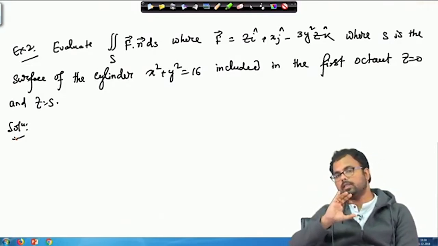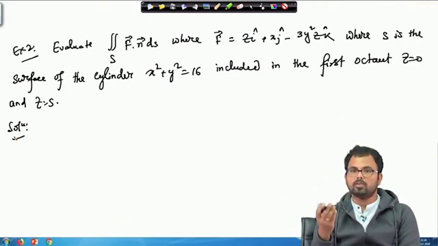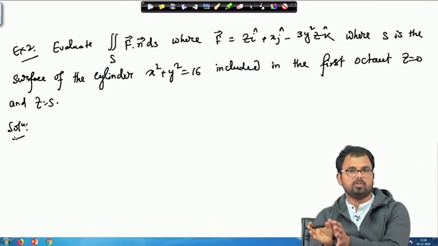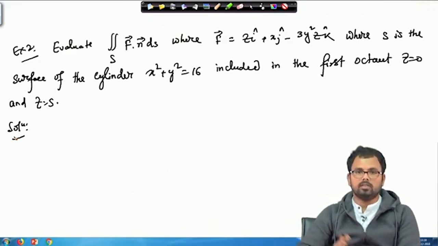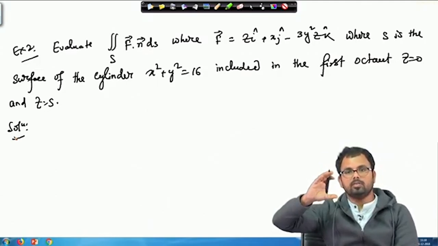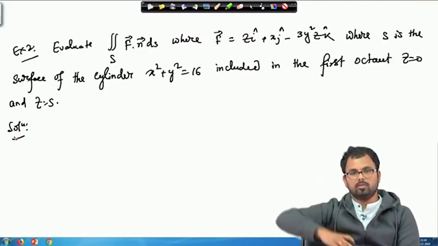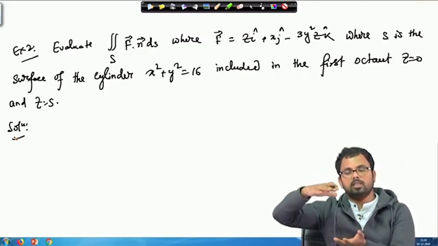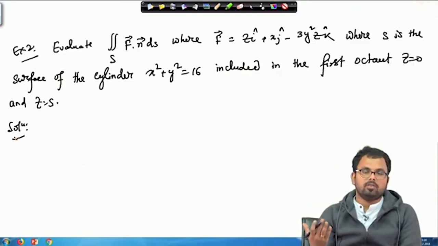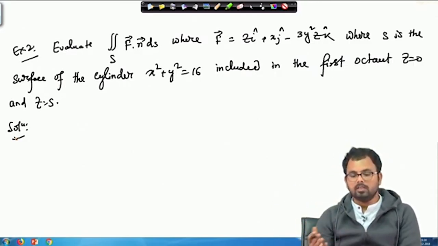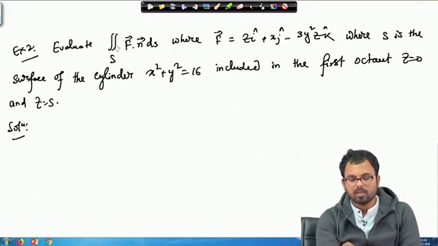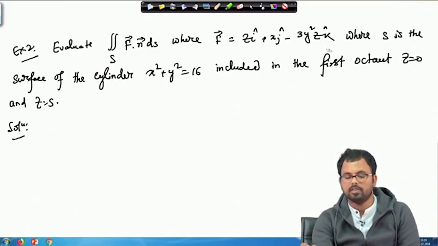Now, if you consider the part which is included in the first octant, that means the circle in the first octant and the length z equals 5 at the height of that cylinder. So, whatever lies in the first octant of that cylinder, that is the surface S, and our given vector function f is this one.